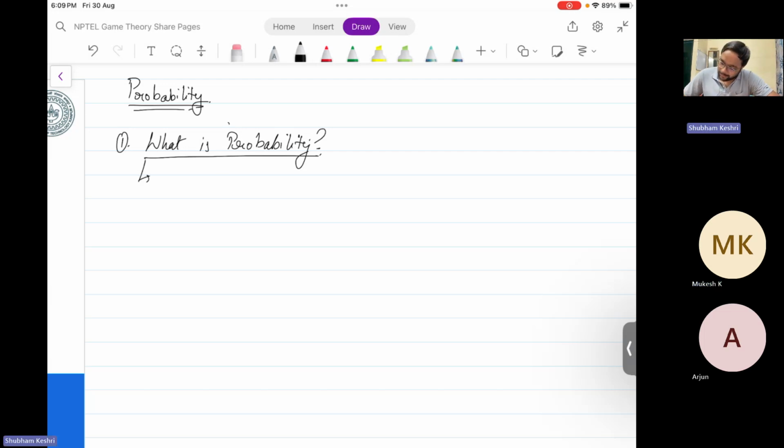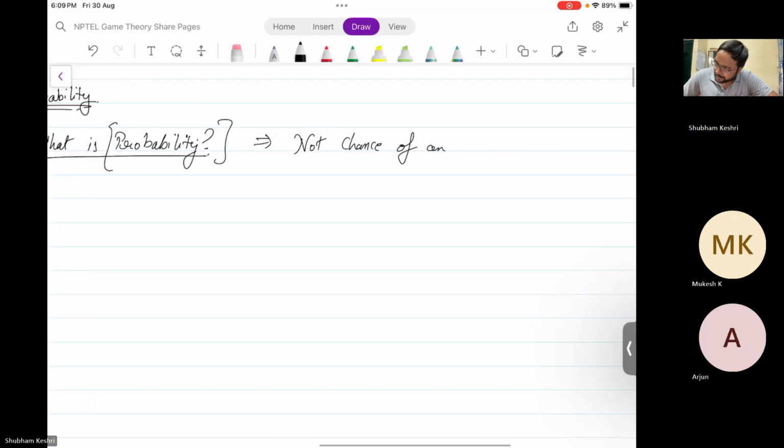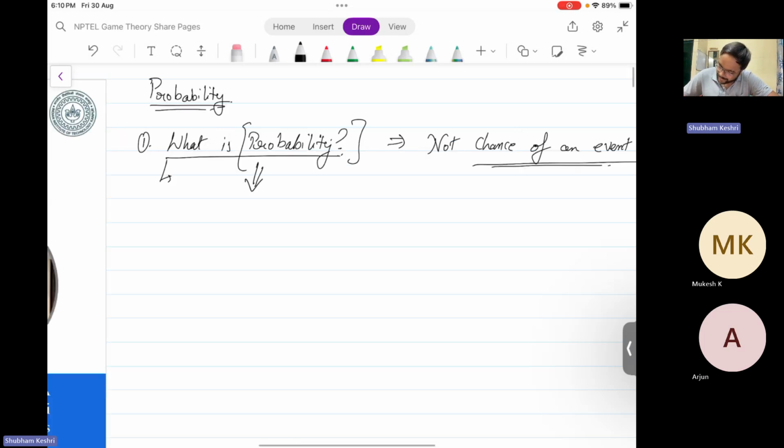So you see, probability is not actually the chance of an event happening. It is not that. What is probability? Probability is actually a measure of uncertainty.